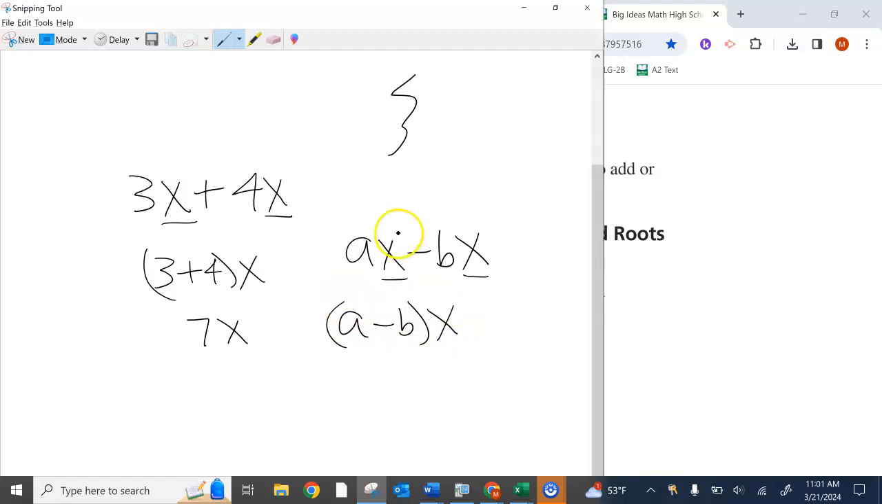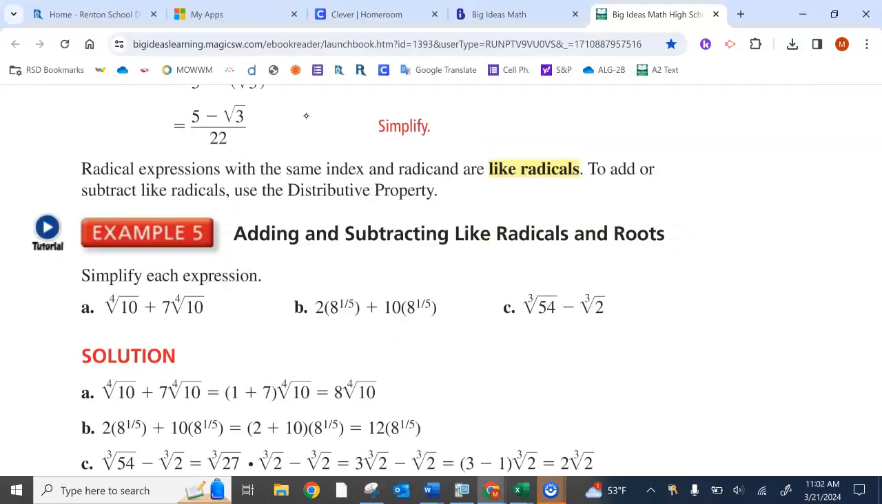So again, the important thing is you've got the same variable raised to the same power. I cannot combine 3x squared plus 4x. Sure, they both have an x, but they don't have the same exponent, so I cannot combine those. Keeping that in mind, let's go back and look at example 5.